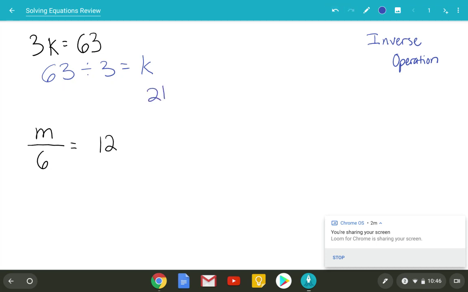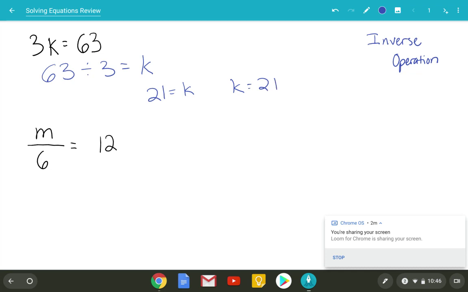And when we write an answer, we don't want to just write 21 because somebody that's just looking at your work may not know what that 21 is supposed to mean. And also, when you get into higher levels of math, you might be solving for multiple variables at the same time. So we always want to say what that variable is. So 21 equals k. We could also write k equals 21. Both of those would be fine.